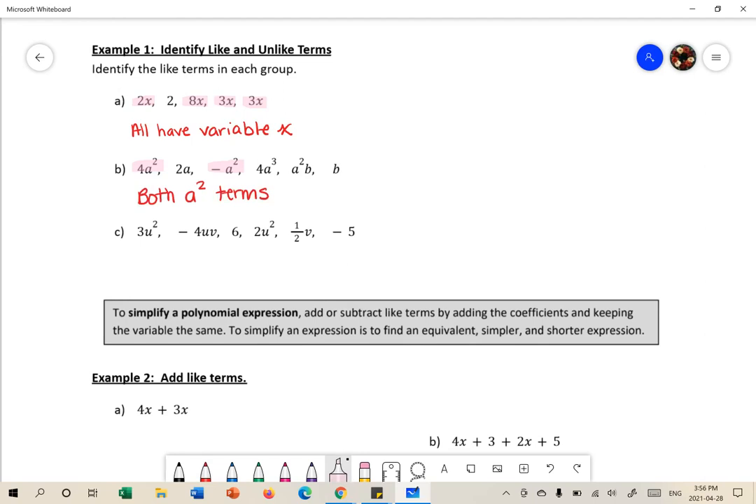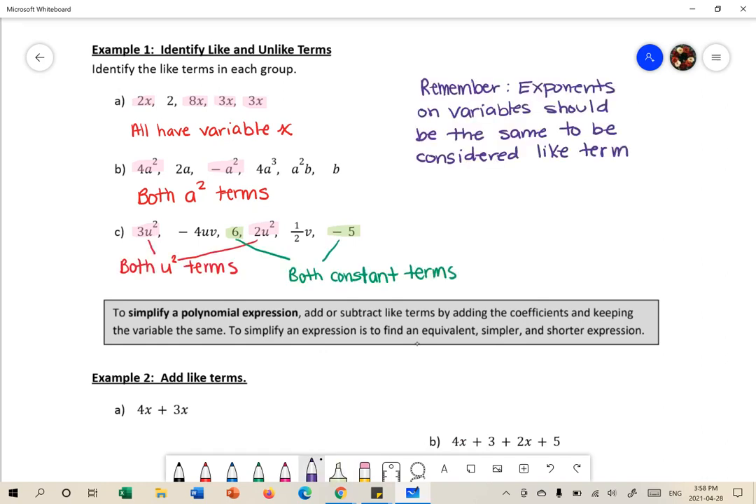In part C, 3u squared is like with 2u squared. Additionally, we have two constants that are like. To simplify a polynomial expression, add or subtract like terms by adding the coefficients and keeping the variable the same. To simplify an expression is to find an equivalent, simpler, and shorter expression.